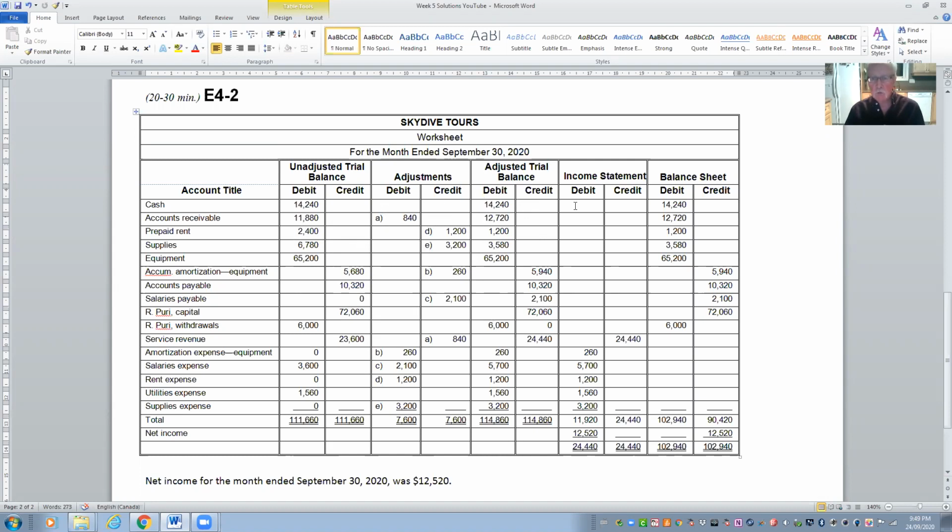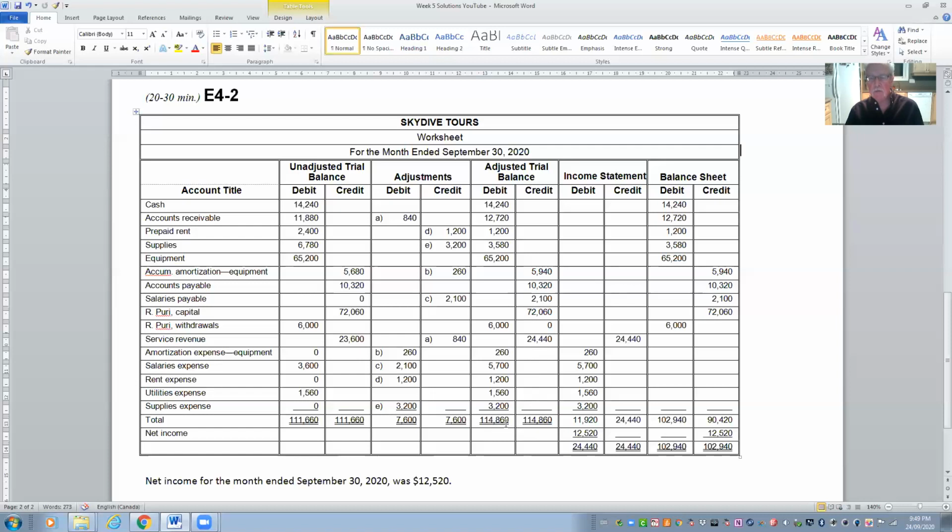Full worksheet, though, of course, is the 10-column that we're looking at now. Once again, we need to make sure the adjusted trial balance is in balance. So we add up all the debits here. We end up with $114,860. We add up all our credit balances, and we've ended up with the same amount. So we need to again have that balance before we move forward.